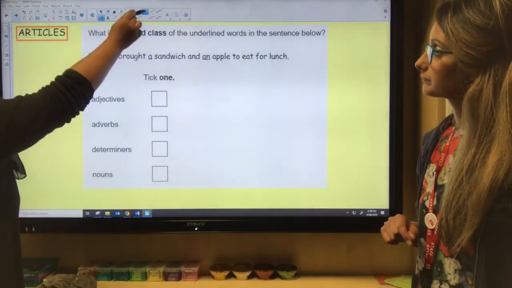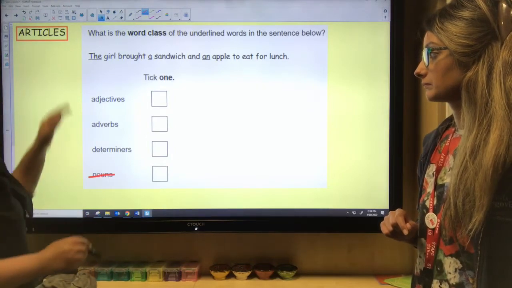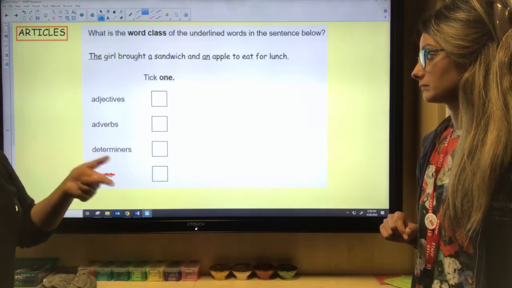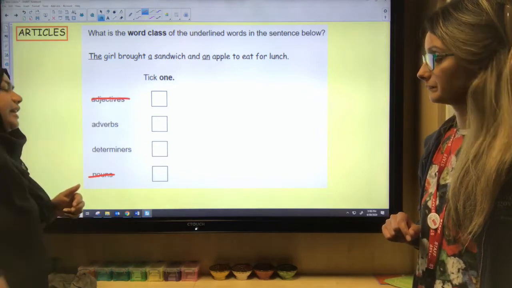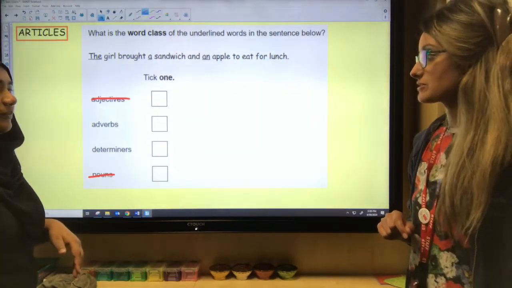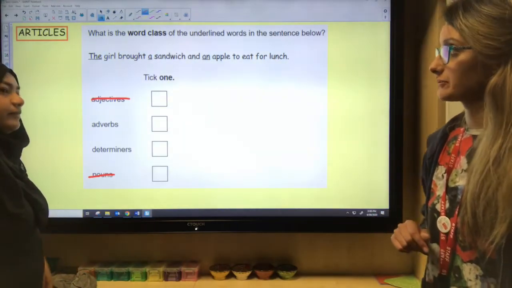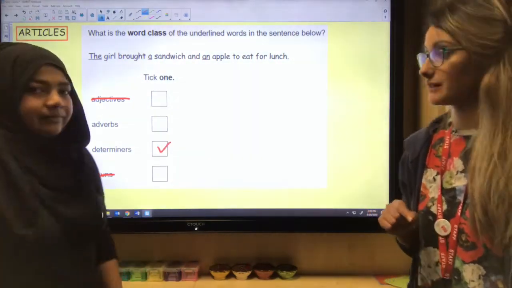Discussion. Okay, so we know that it's definitely not nouns. None of these words are a person, place or thing. We know it's definitely not an adjective because they're not describing anything. Then we're left with adverbs or determiners. What do you think, Mrs. Gale? Well, it's determiners because they're articles, aren't they? The, a and an, what we just practiced there, they're types of articles, which is a type of determiner.